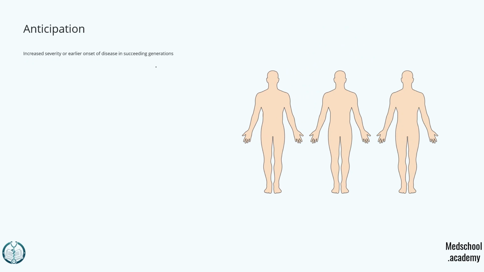Next is anticipation. So anticipation is increased severity or earlier onset of disease in succeeding generations. So let's say this is the grandfather, this is the father, this is the son. And all of them have Huntington's. That's Huntington's right there. We know what happens in Huntington's is there's a repetition of the trinucleotide CAG, which encodes for glutamine, I think.